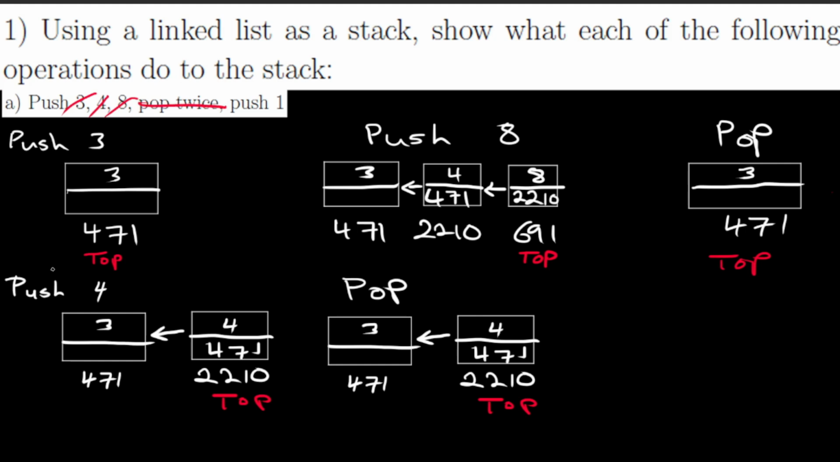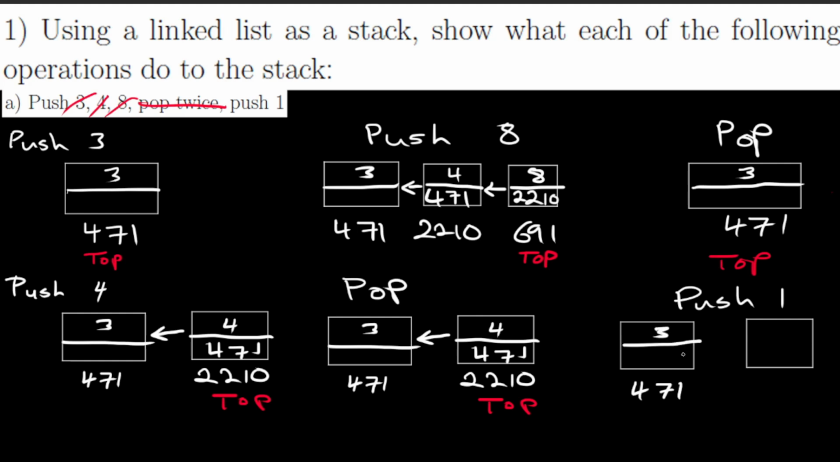And lastly, we're asked to push 1 onto the stack. So we have our stack from the previous step, which is just this 3 in storage spot 471. And now we're wanting to add a 1 to the stack, which will be in some other storage slot. But in order to make this 1 point to the previous top of the stack, we make it point to storage spot 471, which will give us the pointer there. And we relabel, so now this is our new top. Okay, so this is what every single step of this process looks like.